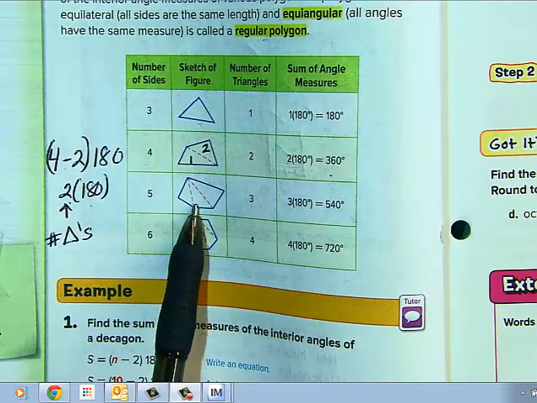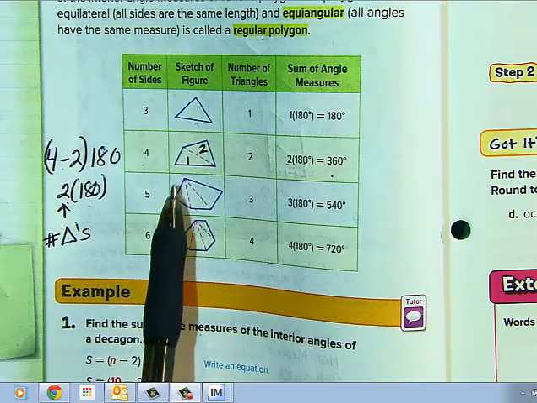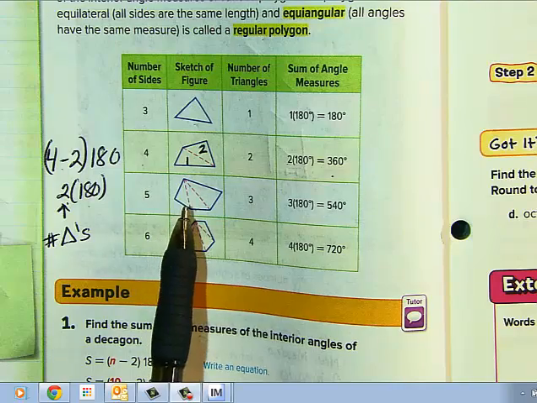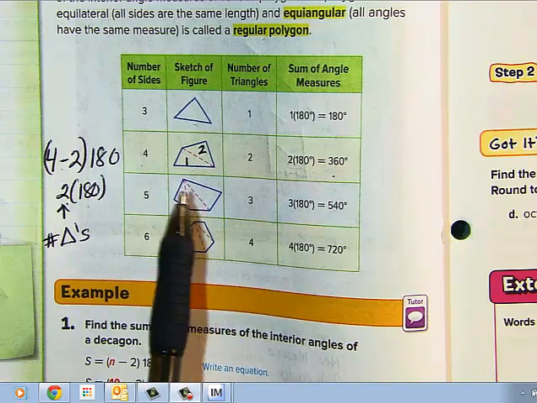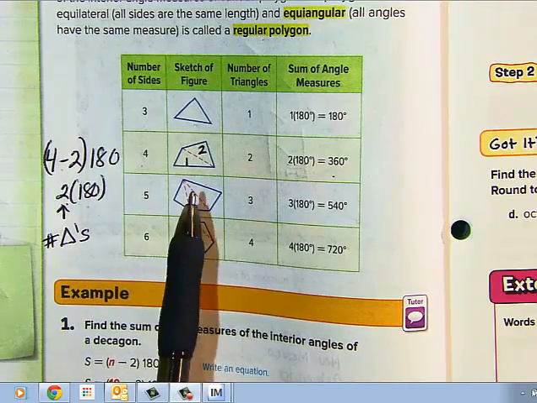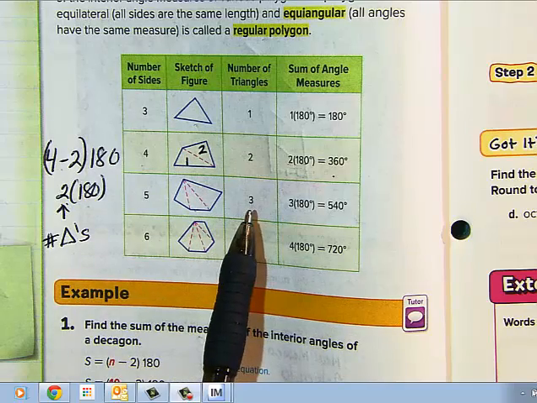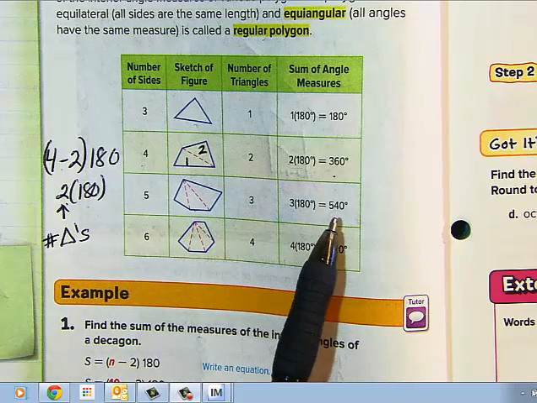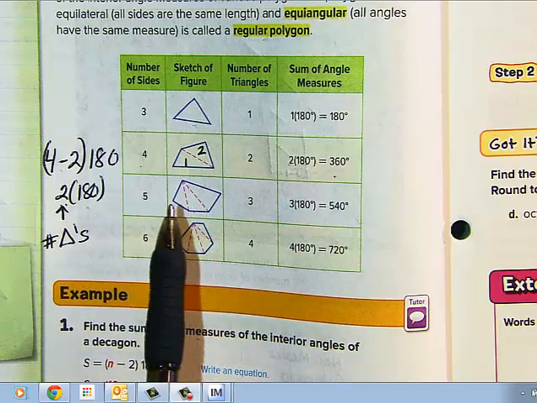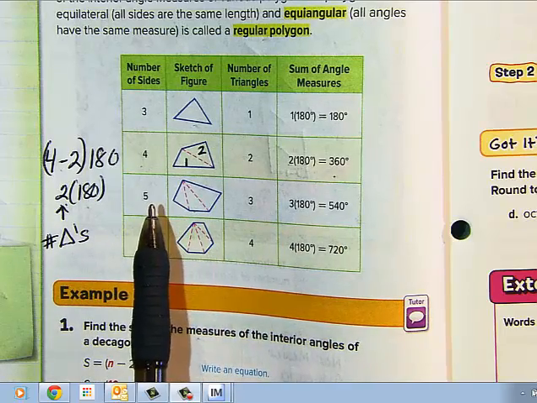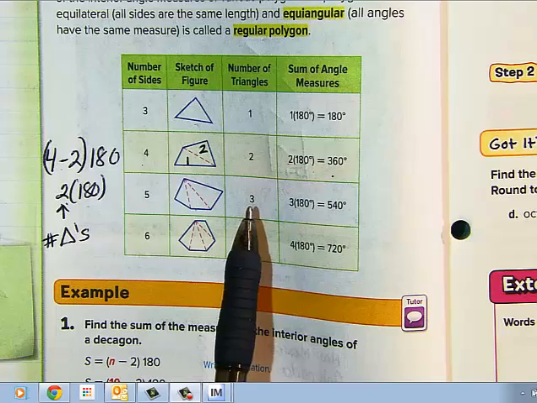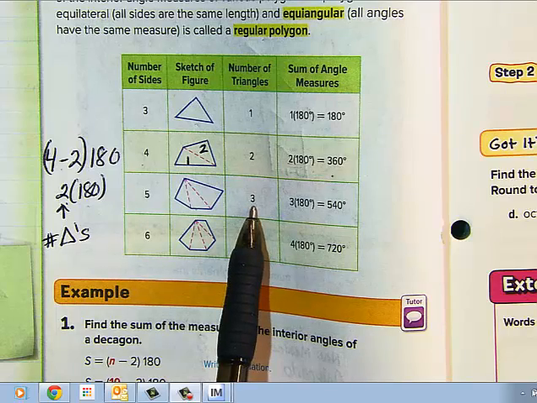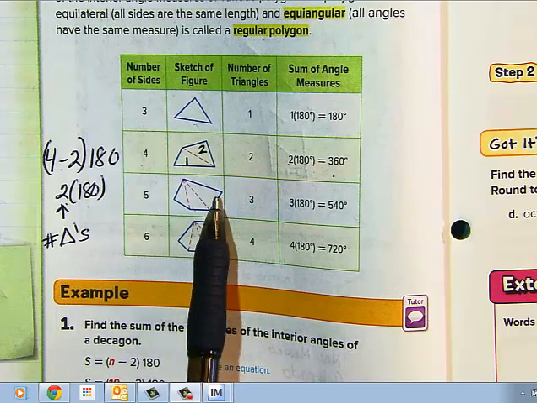Let's try it down here. This is a pentagon. It has 5 sides. It has 1, 2, 3, 4, 5 sides. And if I broke it into triangles, I could break it into 3 triangles. So 3 times 180 is 540. It has 5 sides. If I take 5 minus 2, I should end up with however many triangles I could put in there, which was 3. And I would still end up with 540 degrees.